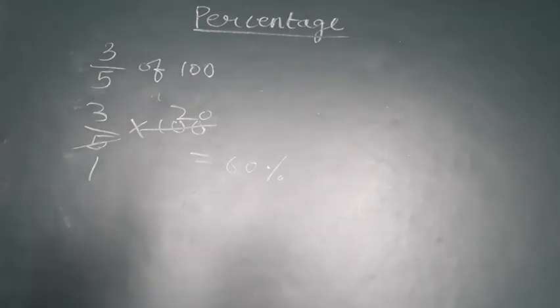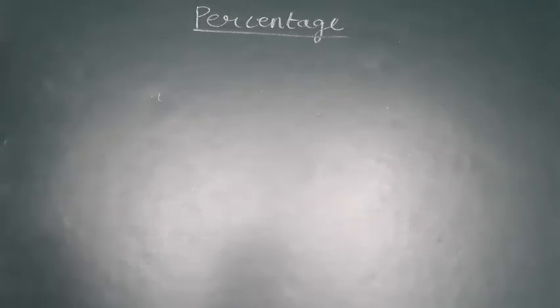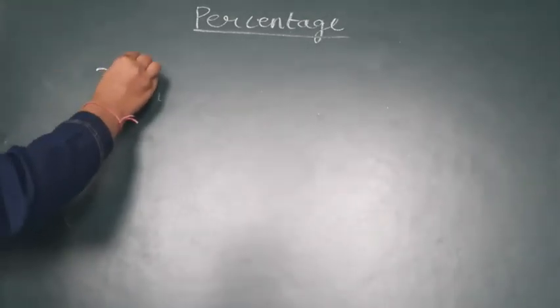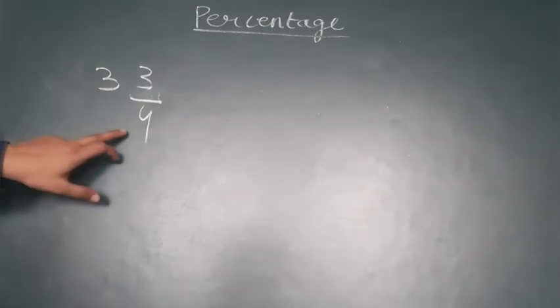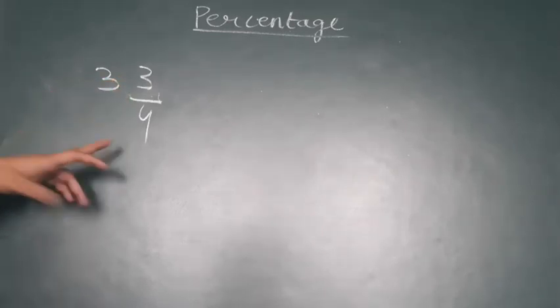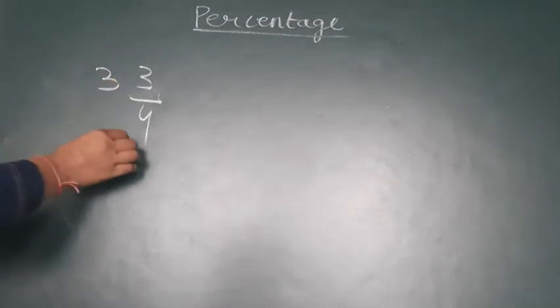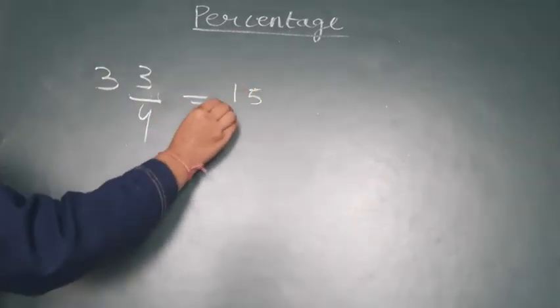If the fractions are given as mixed fractions, for example, if it is given to you, convert 3 upon 4 into percentage, how will you convert? First of all, how to convert a mixed fraction into an improper fraction? Multiply the denominator by the whole number part and add the numerator to it, and that will be the final fraction. So 4 3s are 12 and 12 plus 3 is 15. So it will be 15 upon 4.